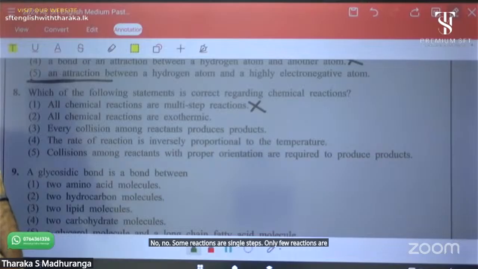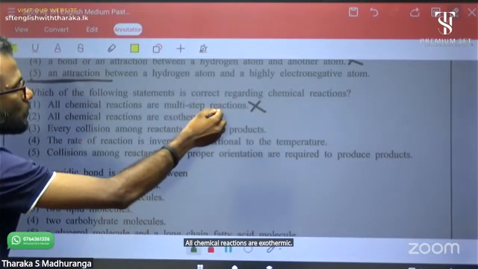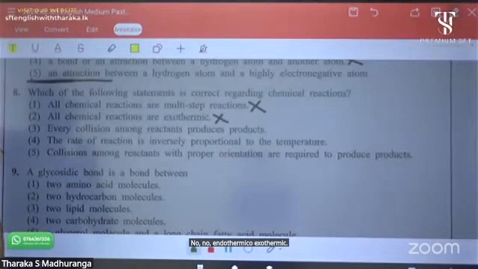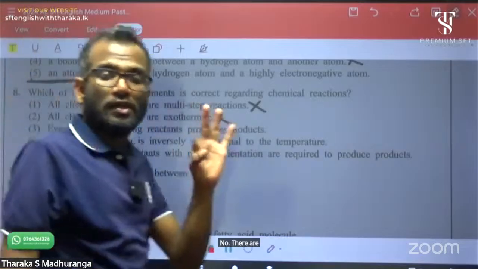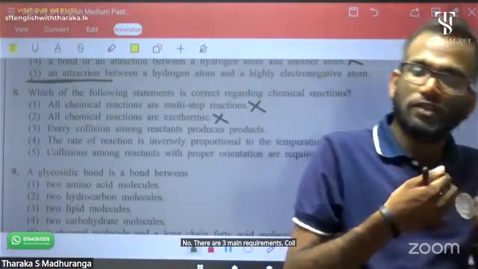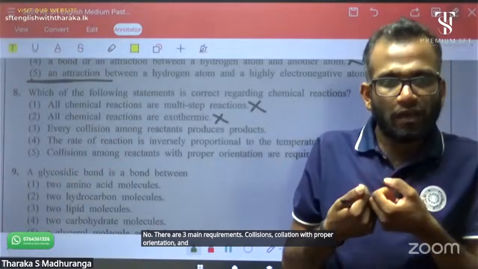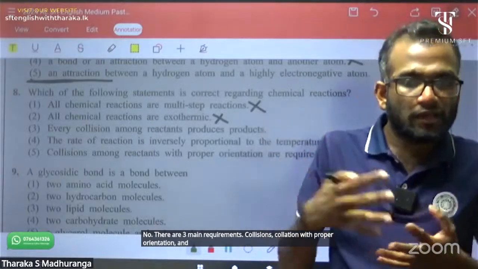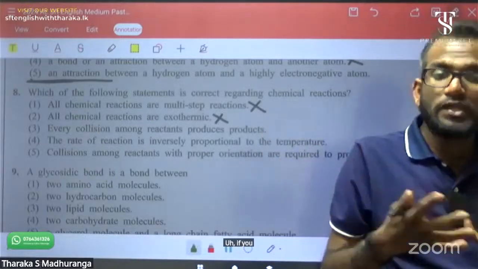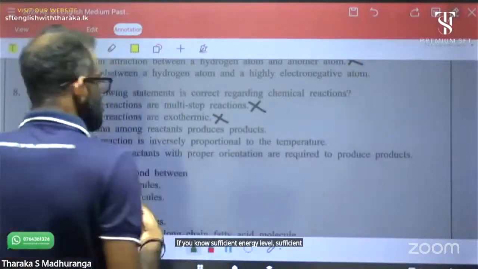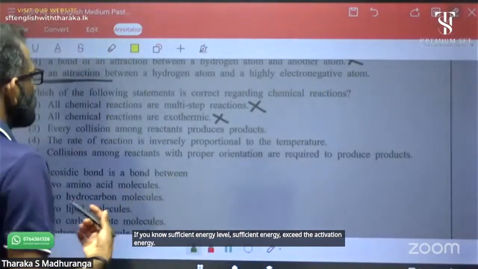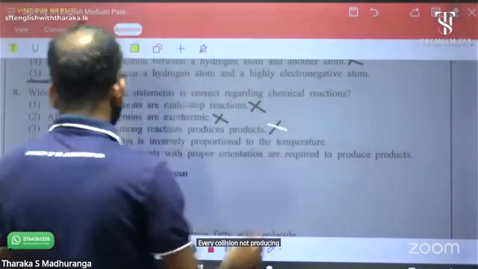All chemical reactions are exothermic? No. Endothermic or exothermic. Every collision among reactants produces product? No. There are 3 main requirements. Collision with proper orientation, and it should have a sufficient energy level, exceeding the activation energy. Not every collision produces product.